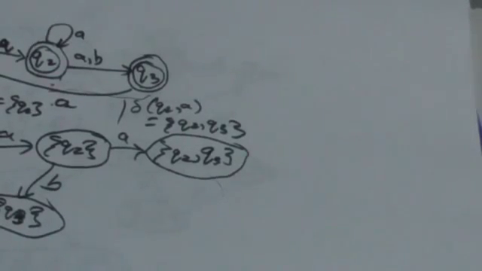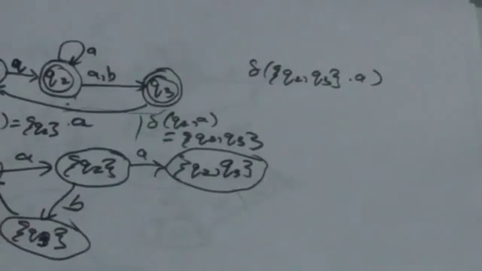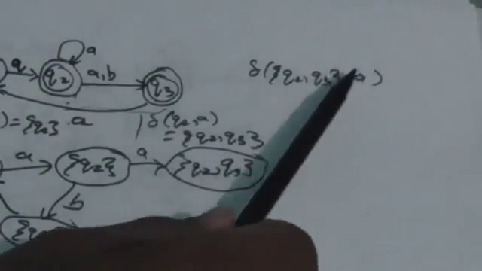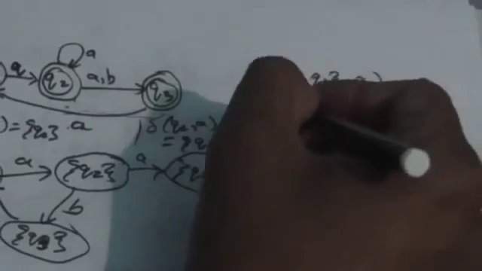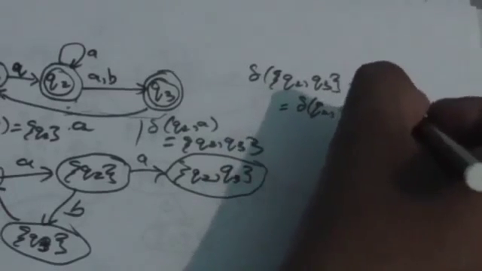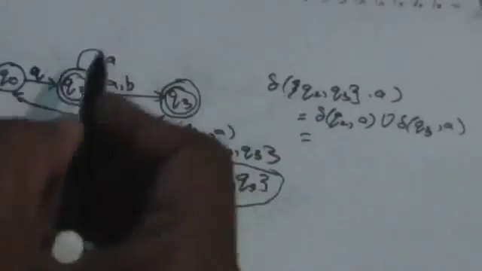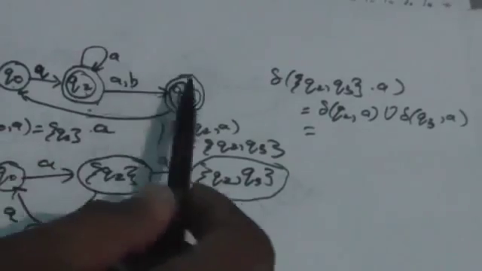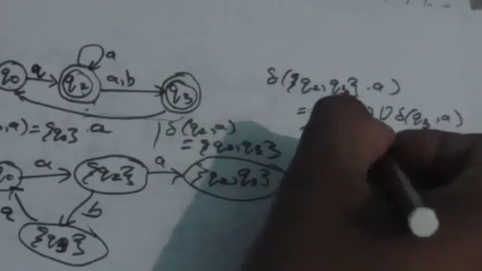Now only one state is left, Q2, Q3. First, we find its transition for input symbol A. How do we find the transition for a set of states? Apply the input symbol individually to each state and take the union of the output sets. When we apply A to Q2, it will jump to Q2 or Q3, so the output is a set having Q2 and Q3.